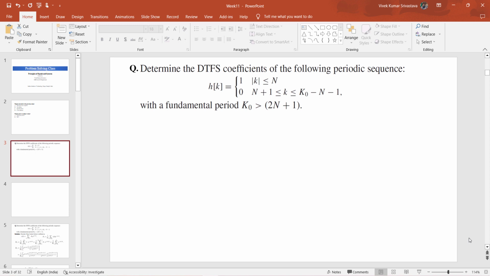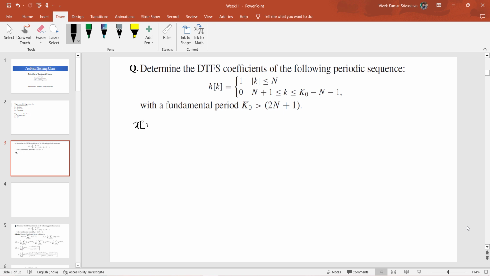As we all know, the discrete time Fourier series can be defined as x of n equals the summation over n, basically defined for the time period k naught, of d n e raised to the power j n omega naught k. Here d n represents the discrete time Fourier series coefficient.